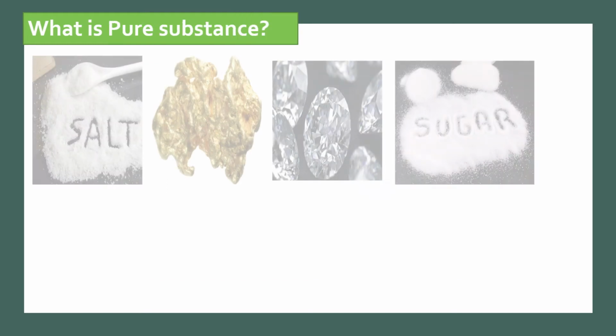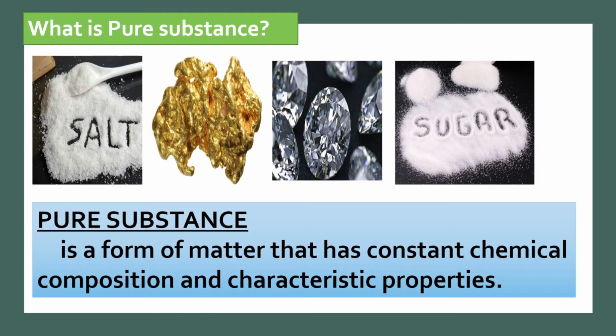Okay, then in terms of pure substance, a pure substance is a form of matter that has constant chemical composition and characteristic properties. So we have salt. The chemical formula for salt is sodium chloride or NaCl. We cannot break down the sodium and chloride, or we cannot separate the sodium and chlorine elements in the salt because they are combined chemically to each other, but nakikita nyo siya as one, as salt lang.